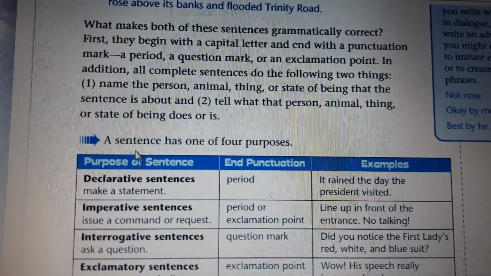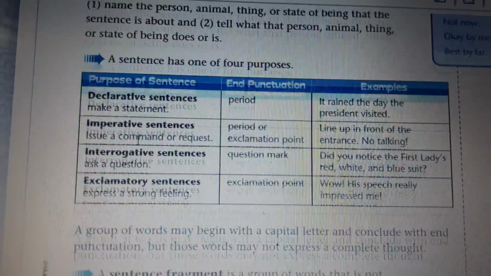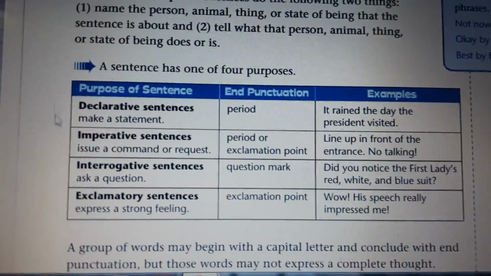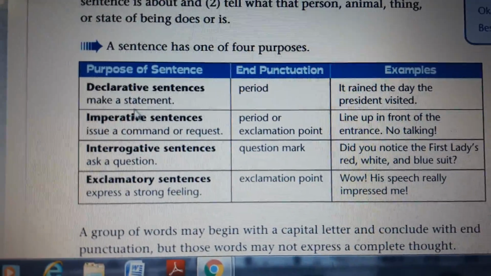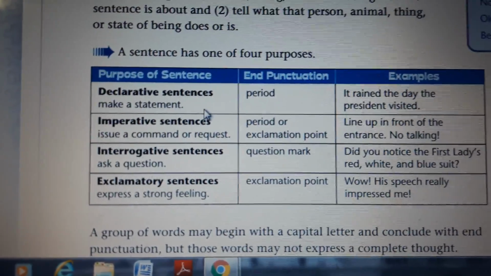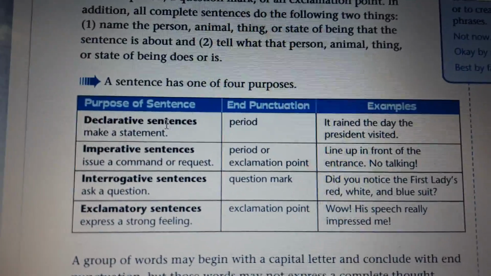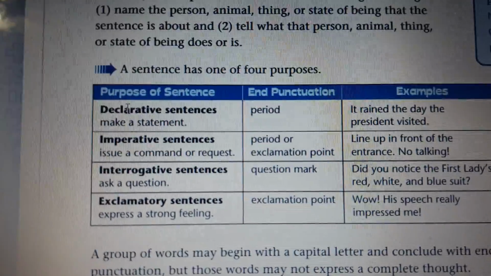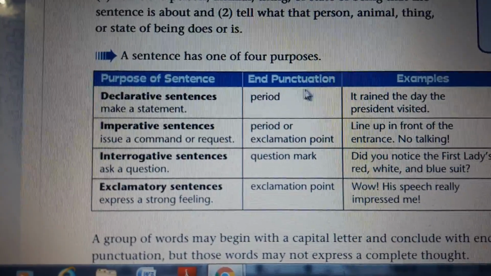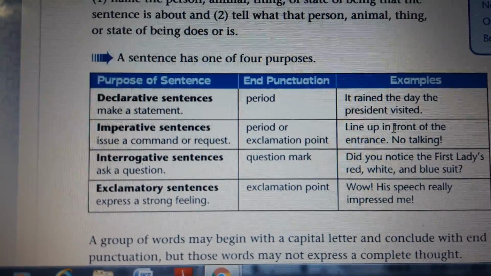Here, a sentence has one of four purposes. Okay, we have four purposes or four kinds. First of all, we have declarative sentences, which make a statement and end with a period. Okay, so here sentences make a statement, and here we have a period. It rained the day the president visited.